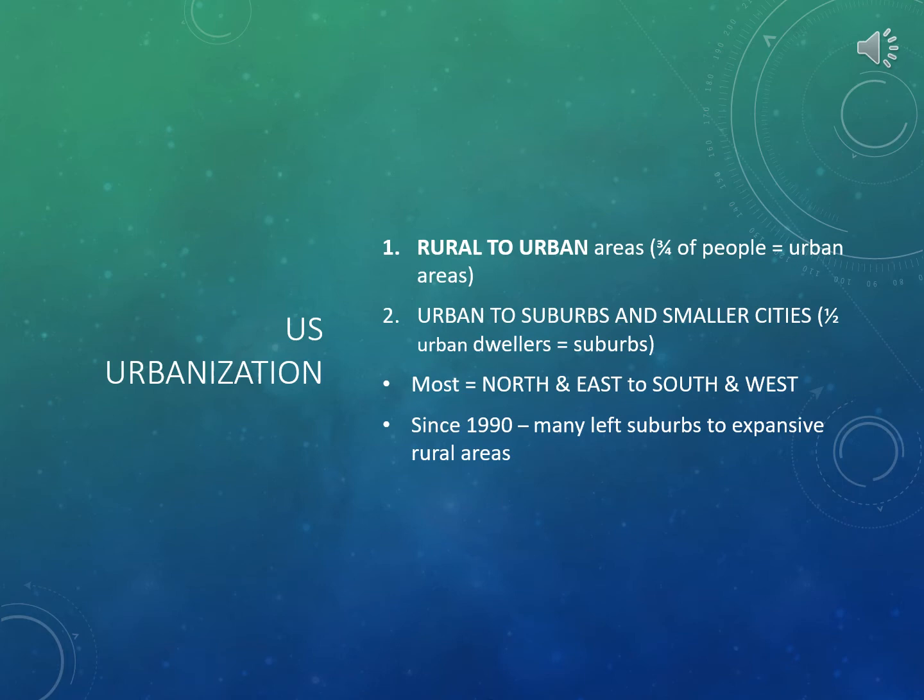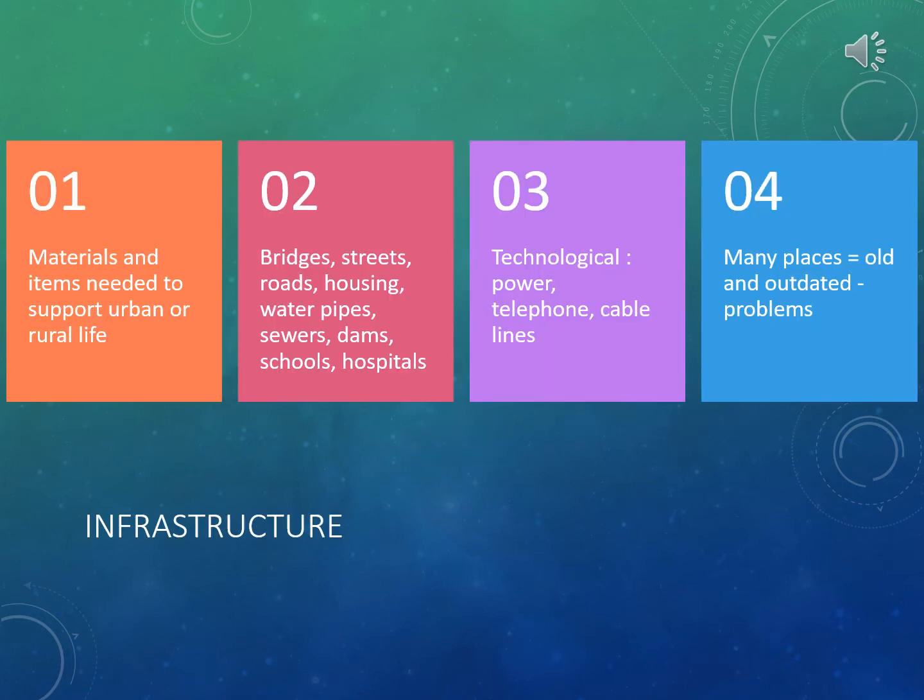When we talk about movement, people used to move north and east. Now people are consistently moving south and west. And since 1990, many people have left the suburbs and are moving back into expansive rural areas. In urban areas, infrastructure is required for the city to function. An infrastructure is defined as the materials or items needed to support urban or rural life.